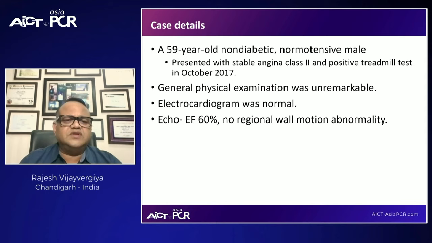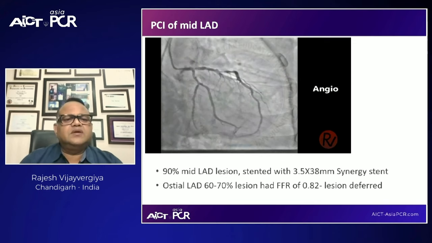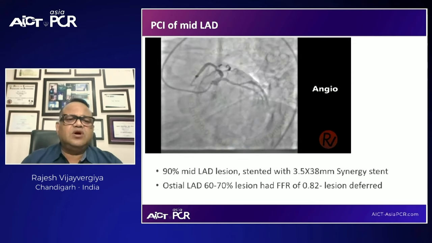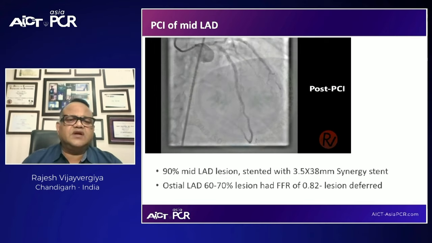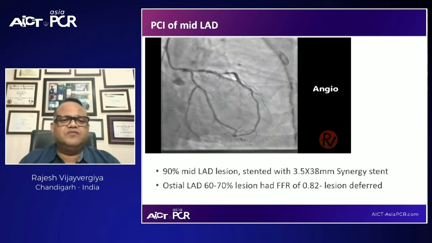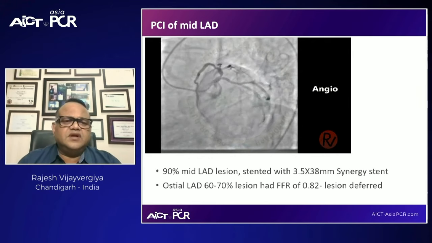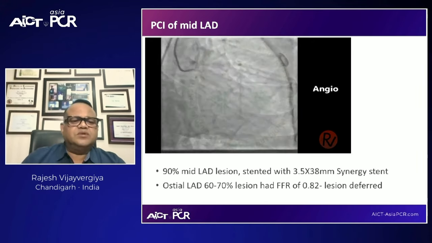normotensive male presented with stable angina in October 2017. Echo and ECG were normal, and this is the angiogram which showed significant mid LAD disease. Ostial LAD is not so significant, around 60 to 70%. For the mid LAD, we did the PCI and a 3.5 by 38 millimeter stent was deployed.